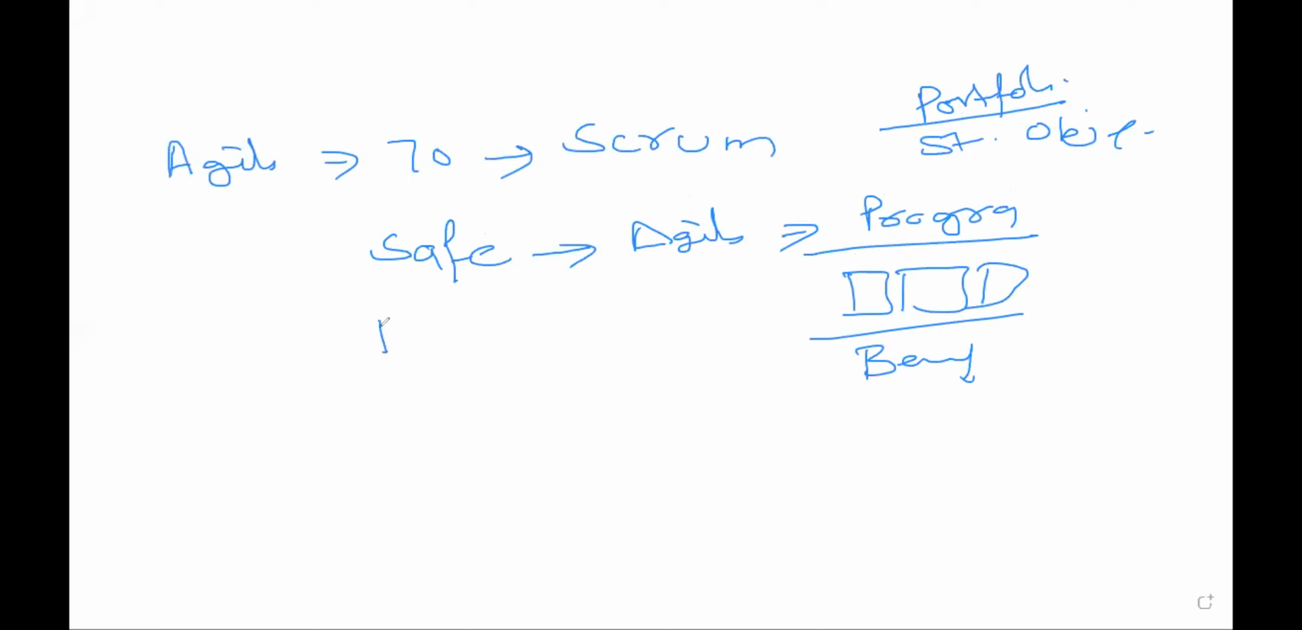Then we have XP, or extreme programming. It is only used in IT. And we have the Crystal family. They are all part of the agile certification, but maybe they can ask. The Crystal family are among the most common agile methodologies.